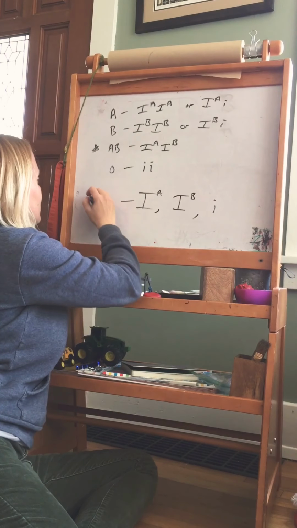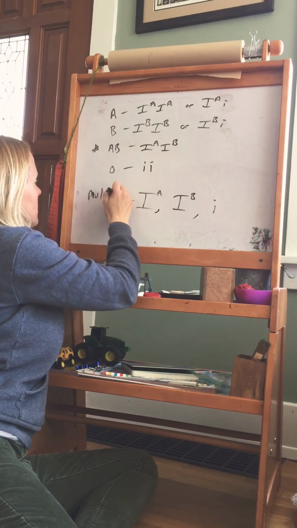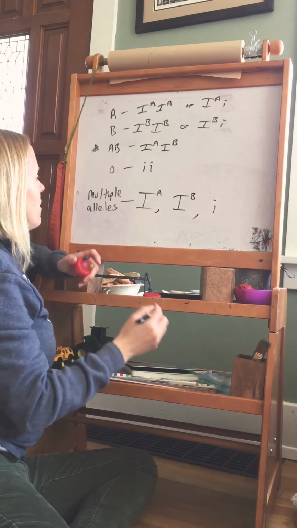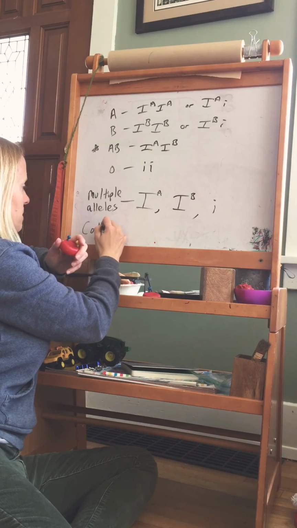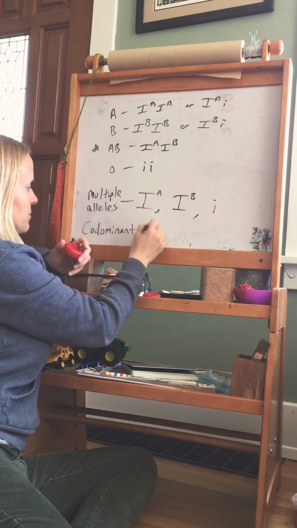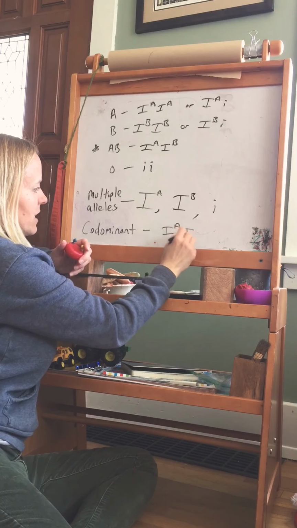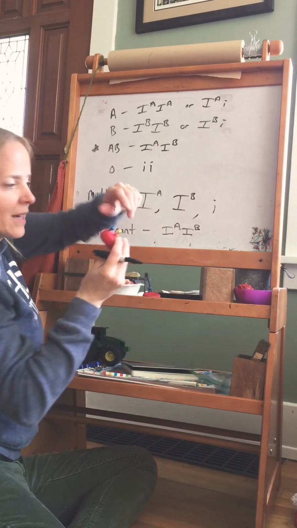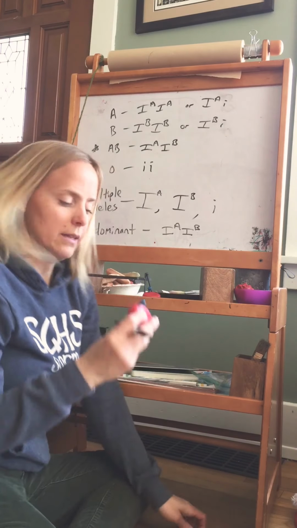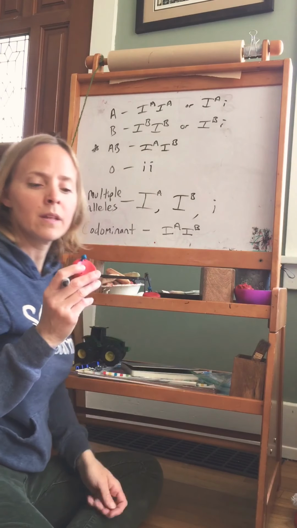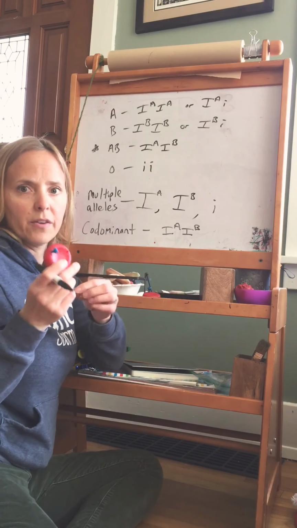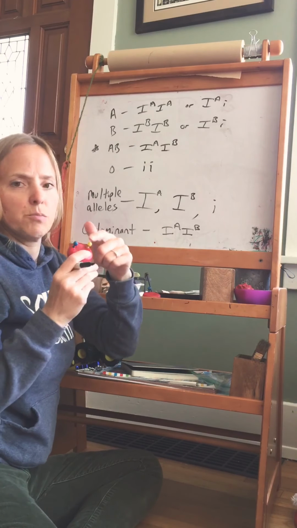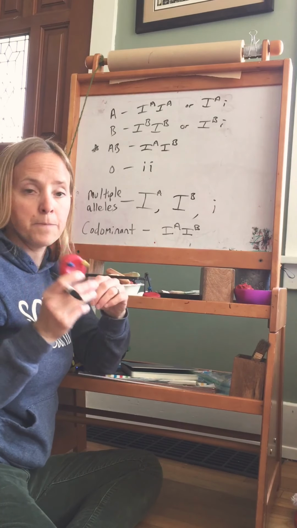So this is why we call it multiple alleles. But the reason we call it a codominant trait is because of this genotype. Did I do that right? Yeah. Because normally one gene would dominate over the other, but here, since they're both showing up and both phenotypes are being expressed, we call this codominant.